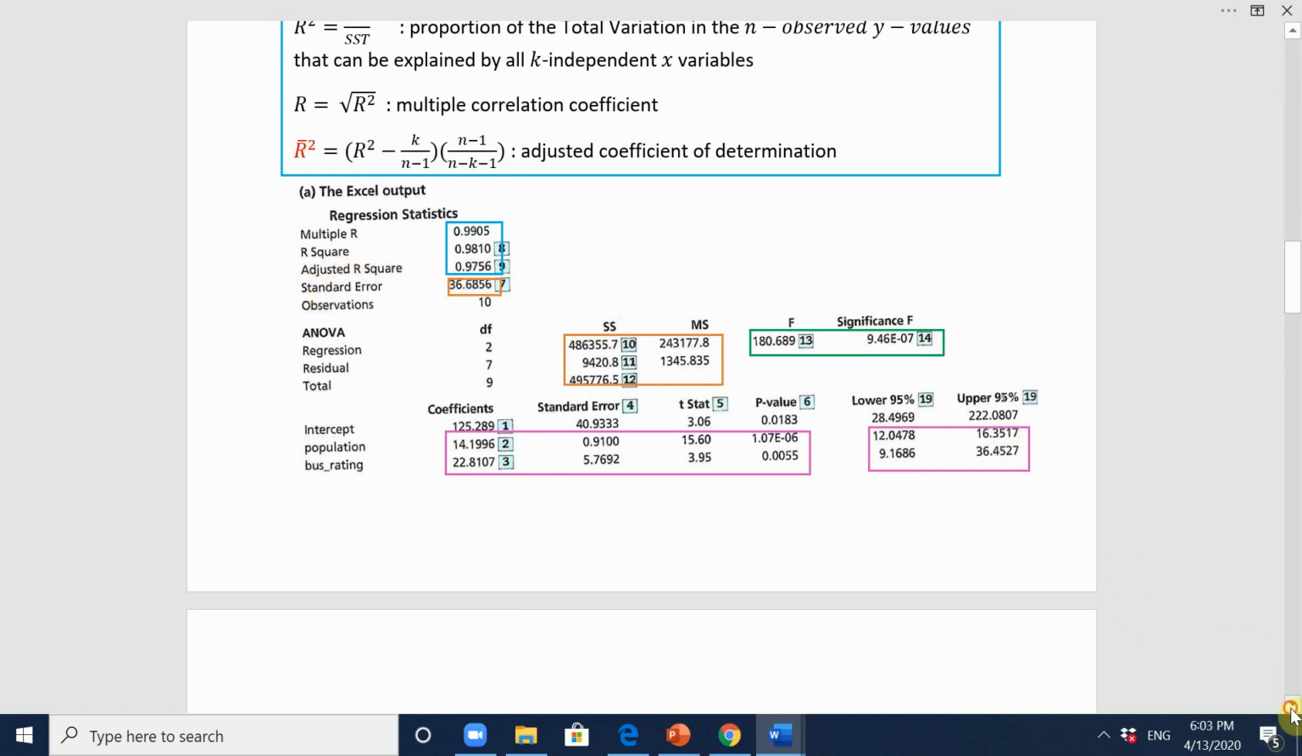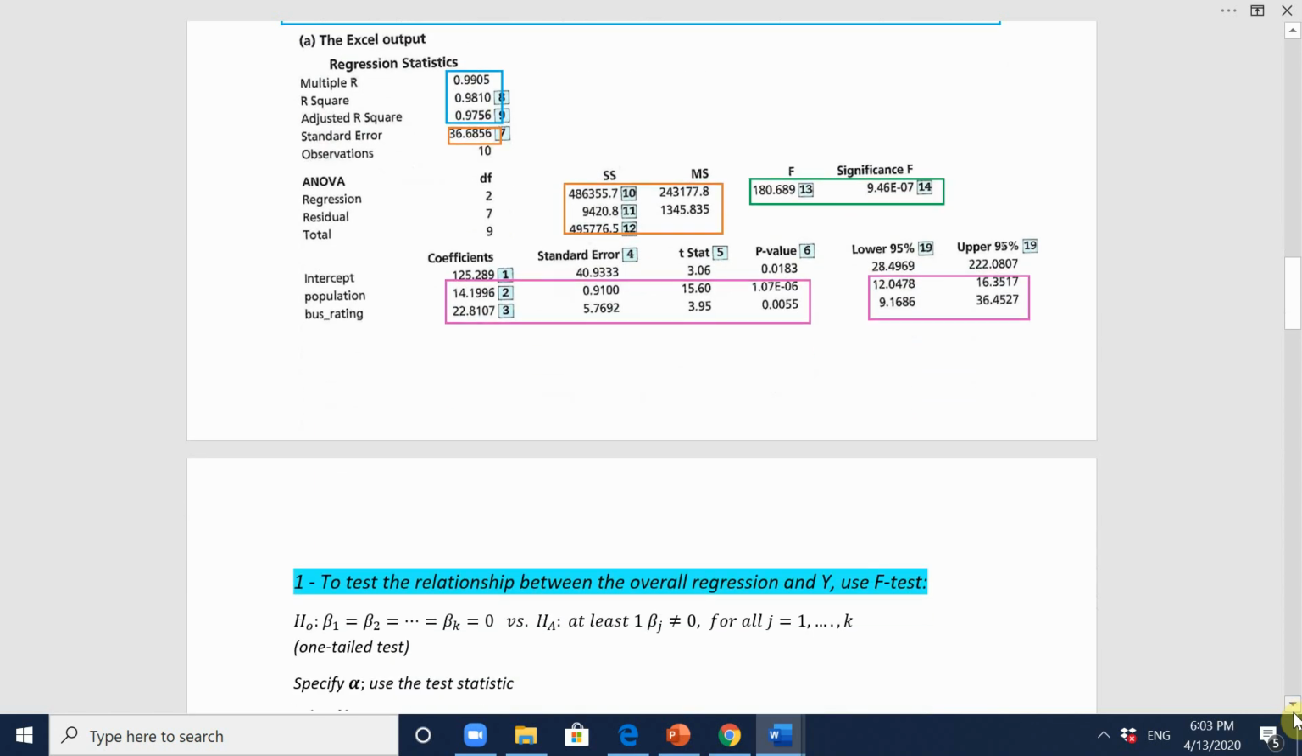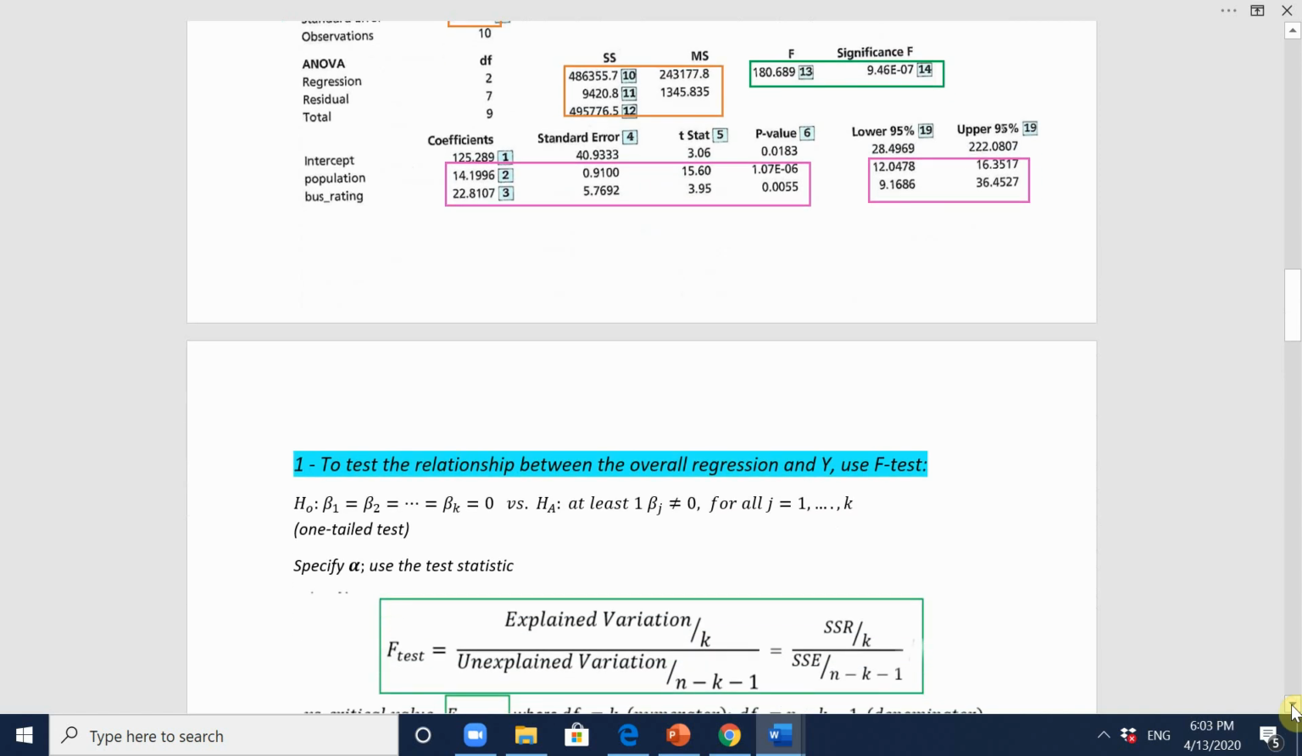So we found how these two measures can be used to assess how efficient the multiple regression model is in explaining or predicting the total variation in all observed values of y. Now we turn to another method of getting that same information. We want to now test the relationship between the overall regression and y, this time using the F distribution. So we will conduct an F test over here.